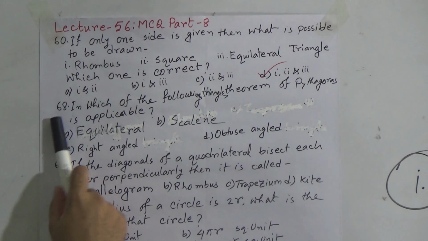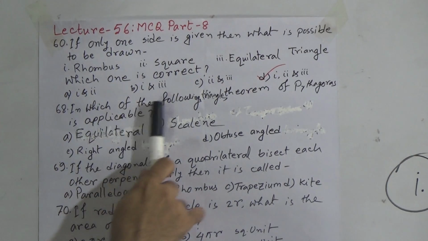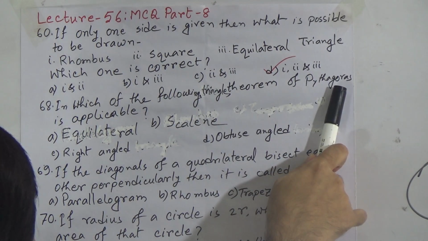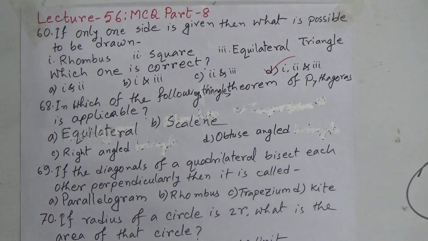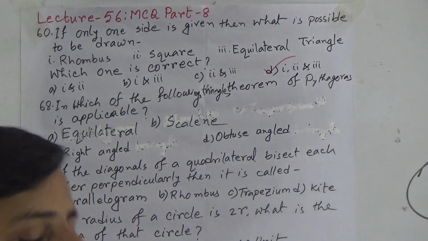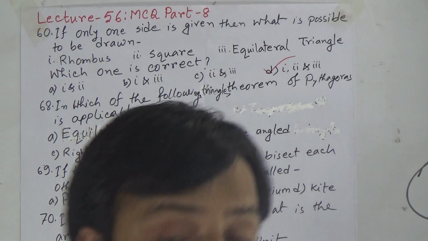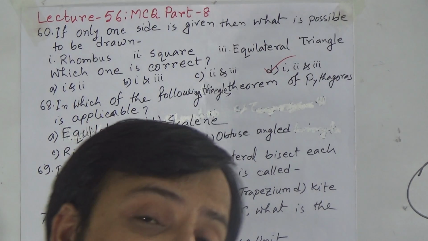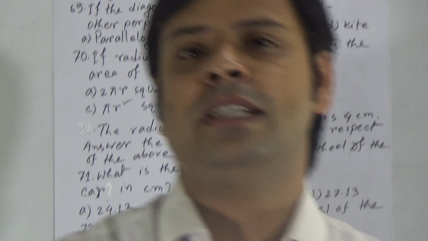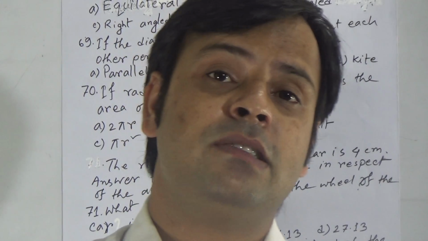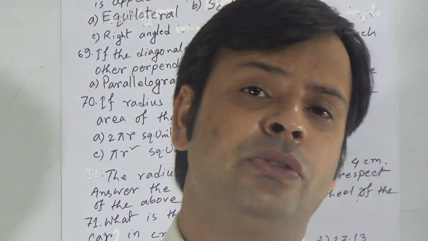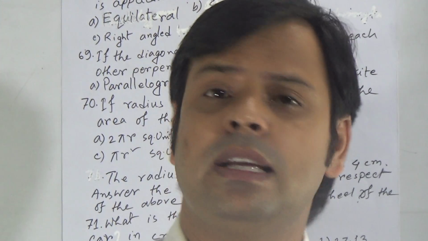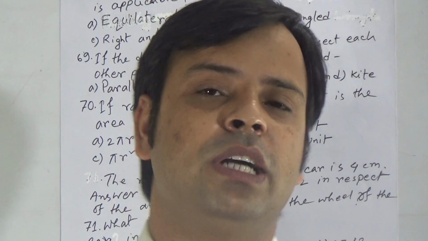Okay, now 68. In which of the following triangle is the theorem of Pythagoras applicable? Dear students, you know the theorem of Pythagoras, the statement of the theorem of Pythagoras is, that is, in a right angle triangle, the square drawn on the hypotenuse is equal to the sum of the squares drawn on the other two sides.